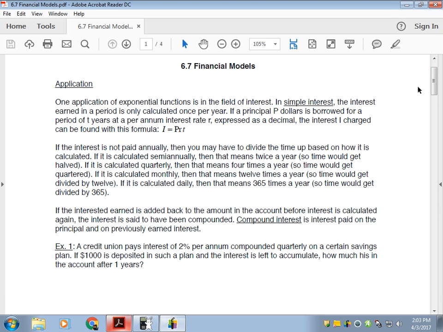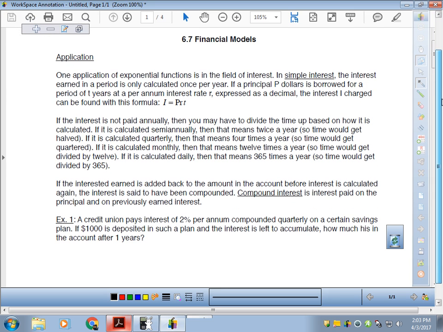Alright, so this is 6.7, which is about financial models that use exponential and logarithmic equations. The first application we're going to be looking at is simple interest. The simple interest formula, you've seen it before. We talked about it back in our first unit. But it's I equals PRT, where I is the interest that you got, P is your principal, your initial investment, R is your interest rate expressed as a decimal, and T is your time in years.